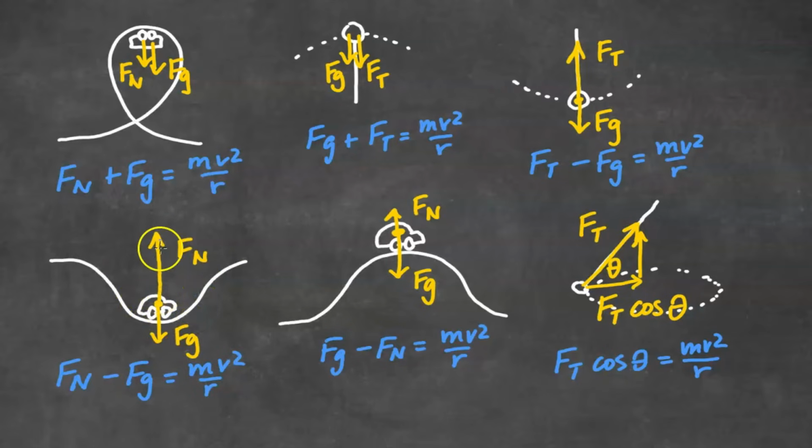So the normal force has to be greater than the gravitational force. So we're going to write Fn minus Fg equals mv squared over r. Once again, for the net force, we're going to take the force towards the center minus the force away from the center equals mv squared over r.